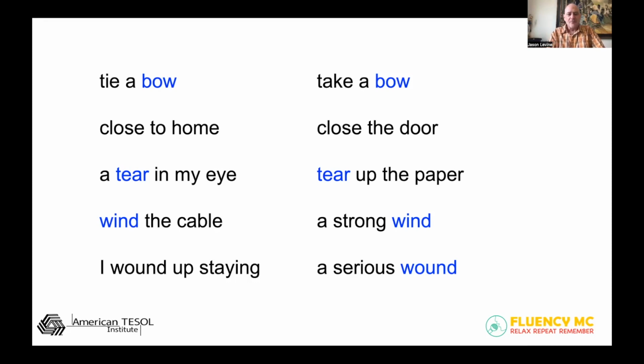Tear in my eye, tear up the paper, wind the cable, a strong wind. I wound, again, no blue, sorry guys. I wound up staying. I wound the cable. Wound up is the phrasal verb that's more idiomatic here, but a serious wound, like a deep wound from an injury. So that's homonymy.